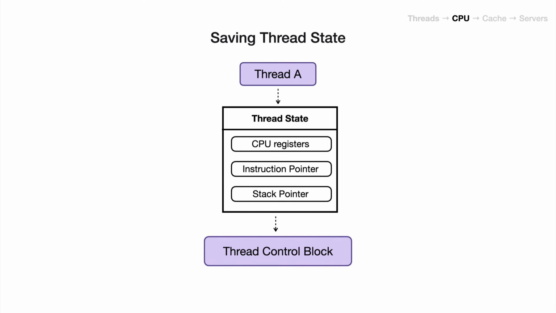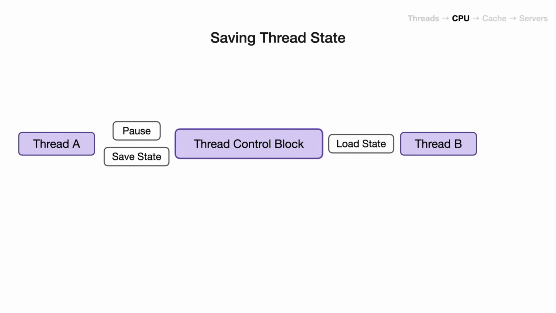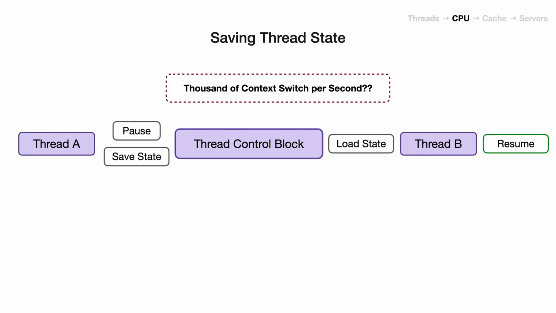So every context switch really means: pause one thread, save its state, load another thread's state, resume execution. And none of this work belongs to your application. It's simply the operating system managing threads. If this happens occasionally, the cost is small. But what happens if it happens thousands of times per second?